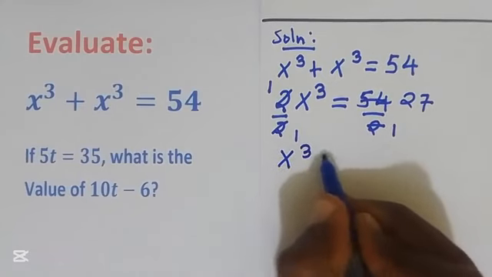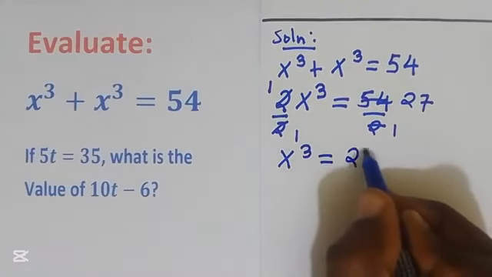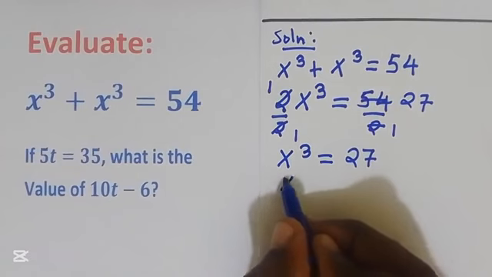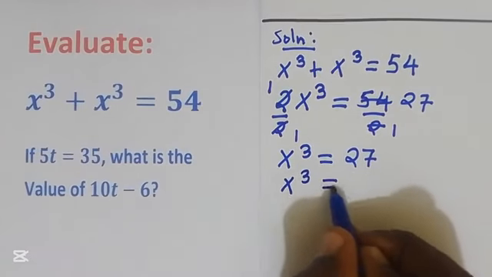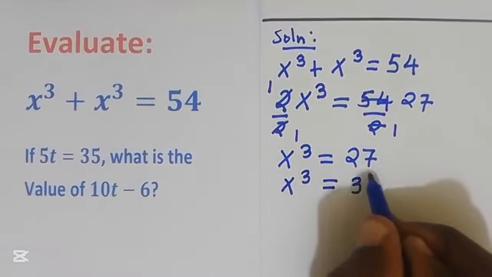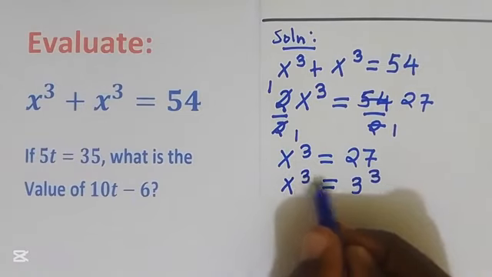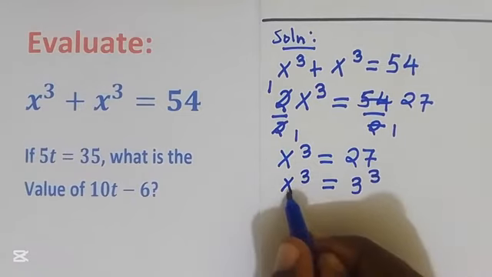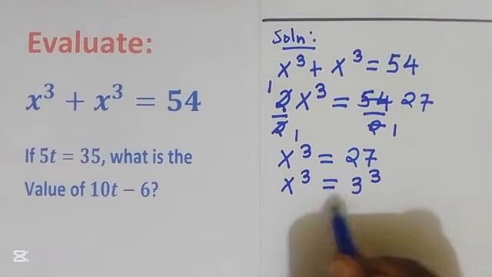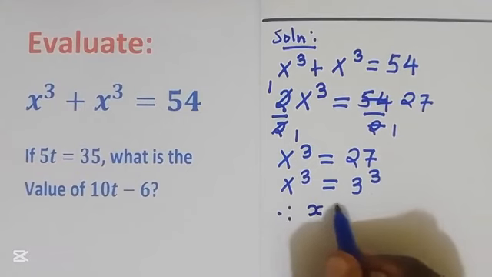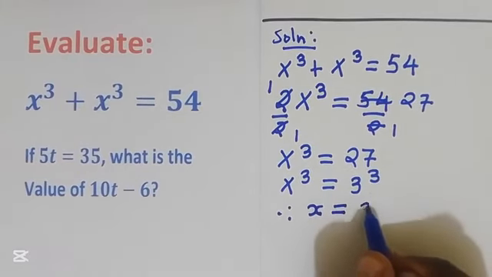x cubed is equal to 27. We can put 27 into power form, that is x cubed is equal to 3 to the power 3. But we know that if we have the same power, the bases are equal. So the value of x is equal to 3.